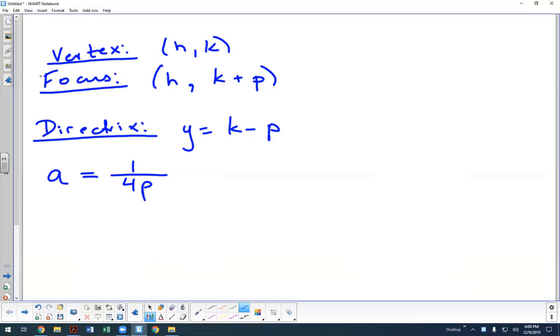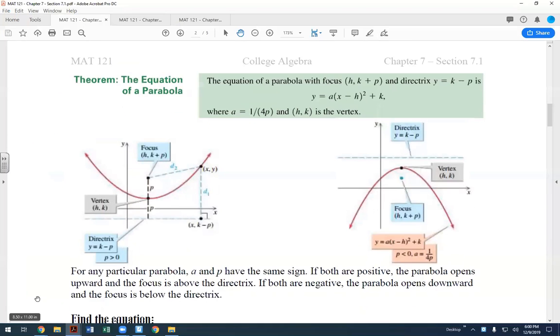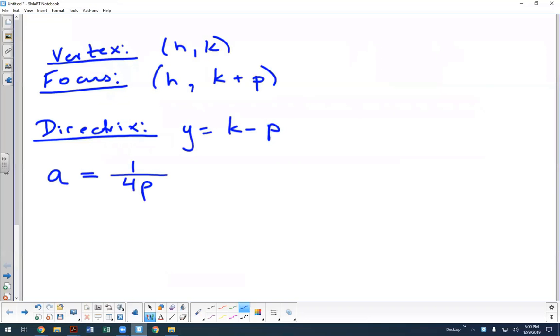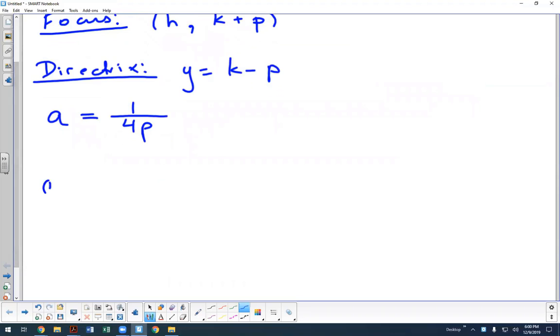So looking at that first problem, they're asking us to find the equation of the parabola, right? Based on the focus and the directrix. So let's see how we can solve our first example. Okay. So focus is given to us as 3, 5. Directrix is given to us, what was that, y equals 2?